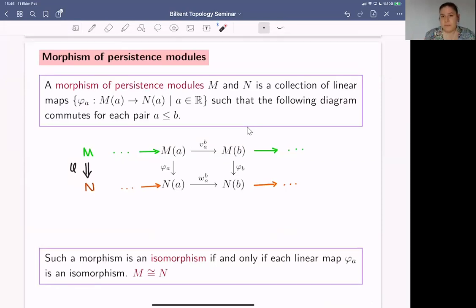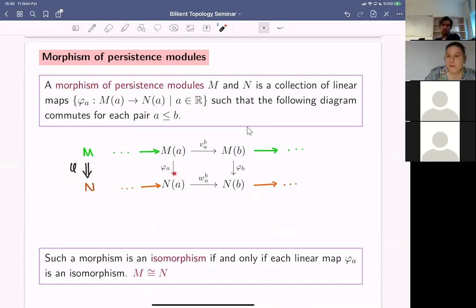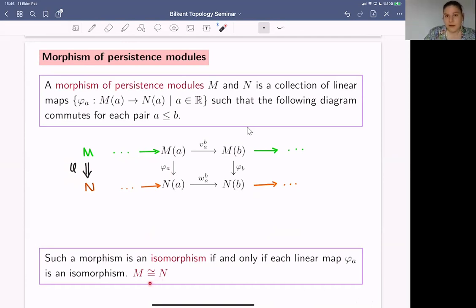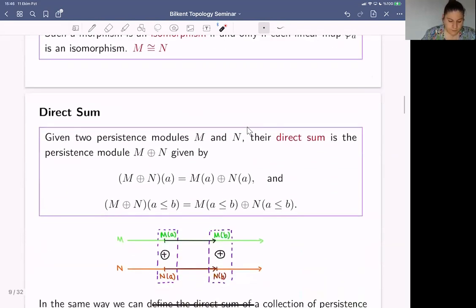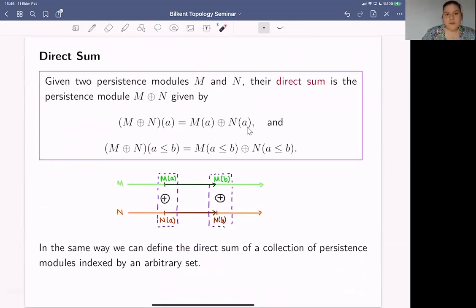It is a collection of linear maps, or from a categorical point of view, a natural transformation from M to N. And if each phi sub A is an isomorphism, then we say that these two persistence modules are isomorphic to each other. So what about the direct sum? If we have two persistence modules, then we can also talk about the direct sum of two persistence modules. Again, it's a functor from R to Vect.